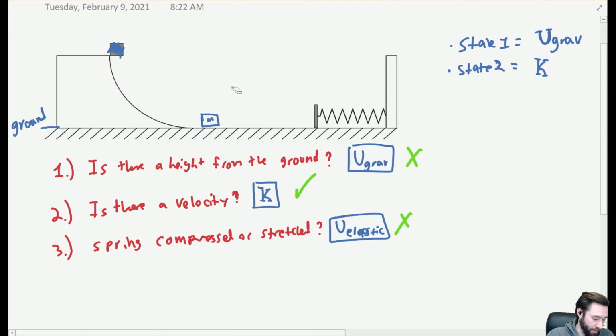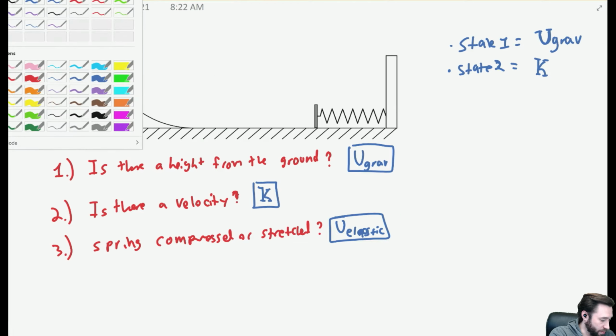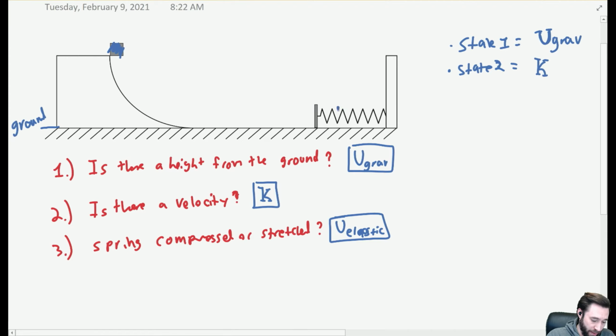And then lastly, this is going to be where the box has compressed the spring. And the box is right here. So the box has compressed the spring. And we go through the same 3 questions.